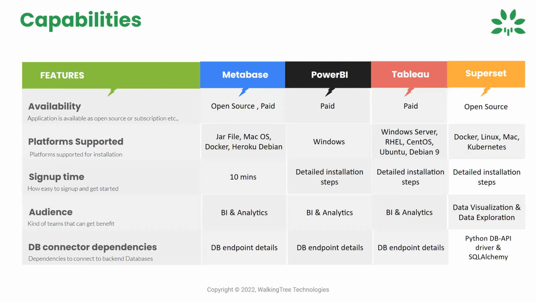When we look at DB connection dependencies, for adding a database in Metabase we would simply need the details of the DB endpoint, like the DB name, username, and password. Those kinds of details are sufficient to add your DB or data warehouse to Metabase, Power BI, and Tableau. Whereas for Superset, we would need a Python DB API driver and SQLAlchemy compatibility for the particular DB or data warehouse to get connected to Superset.